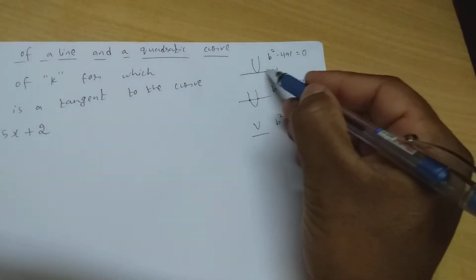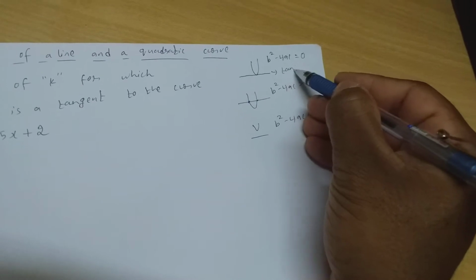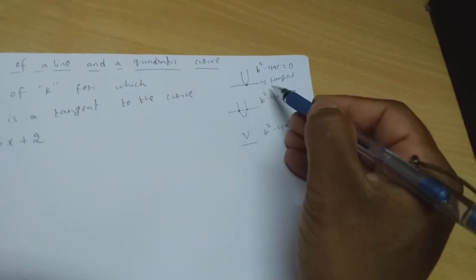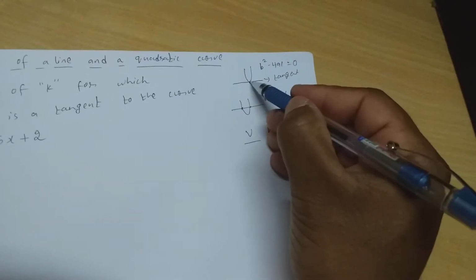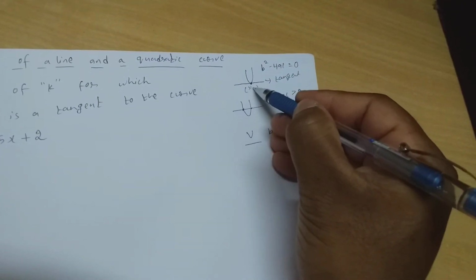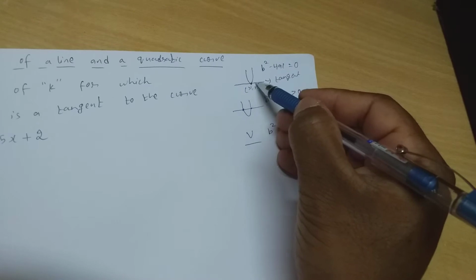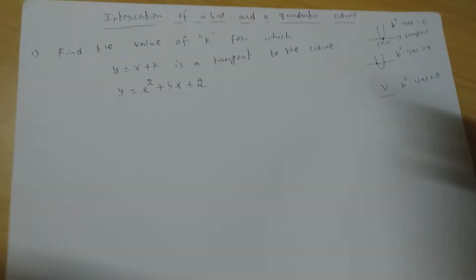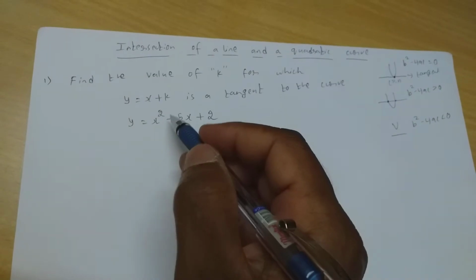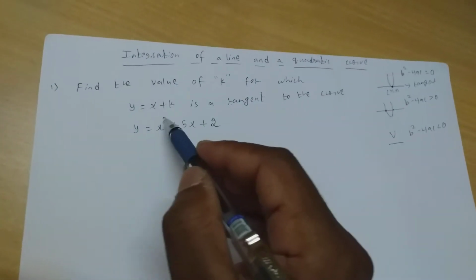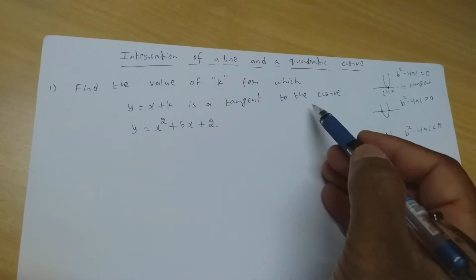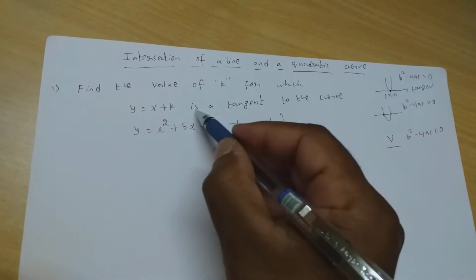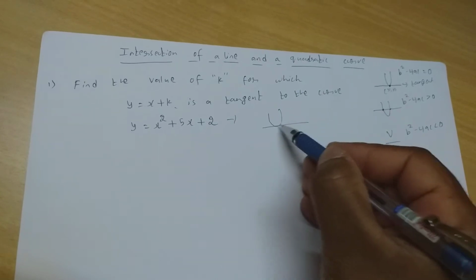This line, when it's meeting at only one point, is also called a tangent to the curve at this point. Are we clear? The coordinates of this point will be present both on the line as well as on the curve. Now look at this sum. Find the value of k for which y equal to x plus k is a tangent to the curve. That means this curve is this one and this line is given over here.